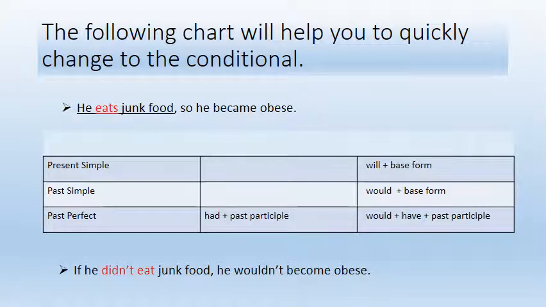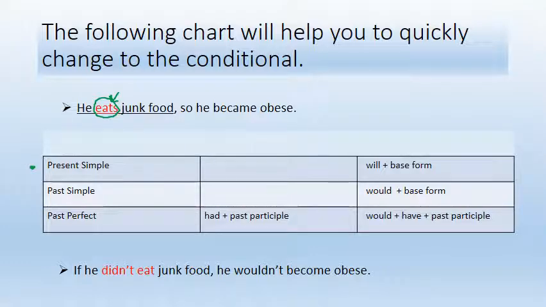The following chart will really help you to quickly change to a conditional. I came up with this chart to make your life so much easier. Let's take a look at this real life situation. He eats junk food, so he became obese. This is in which tense? First of all, identify the cause. I did step 1. The cause is he eats junk food. That's the condition. Tense, present simple, so we are here.